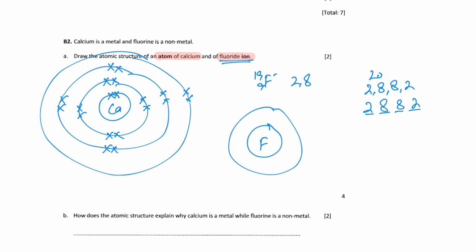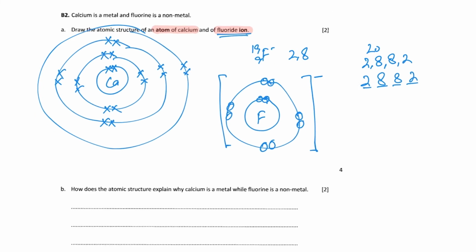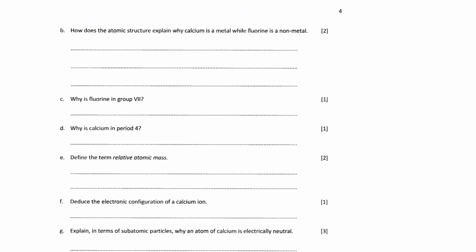Now try to use a different symbol. Instead of using crosses, I'm using circles here. So 2 in the first one and 8 in the second one. Now notice that this is an ion, which means you need to put square brackets with the charge here. So that's negative. So you've drawn both of them and you have fulfilled the requirements. Let's look at the next question.